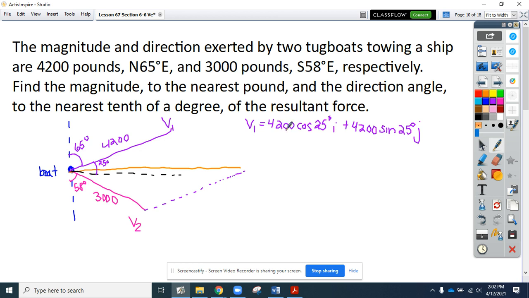I do want to type that in a calculator. It says to the nearest 10th of a degree. So we'll go to the nearest 10th. So vector 1 is going to be 3,806.5 I plus 1,775 J. I went out to two places before, and I'm wondering why. We're going to keep it with the tenths. We'll go tenths.